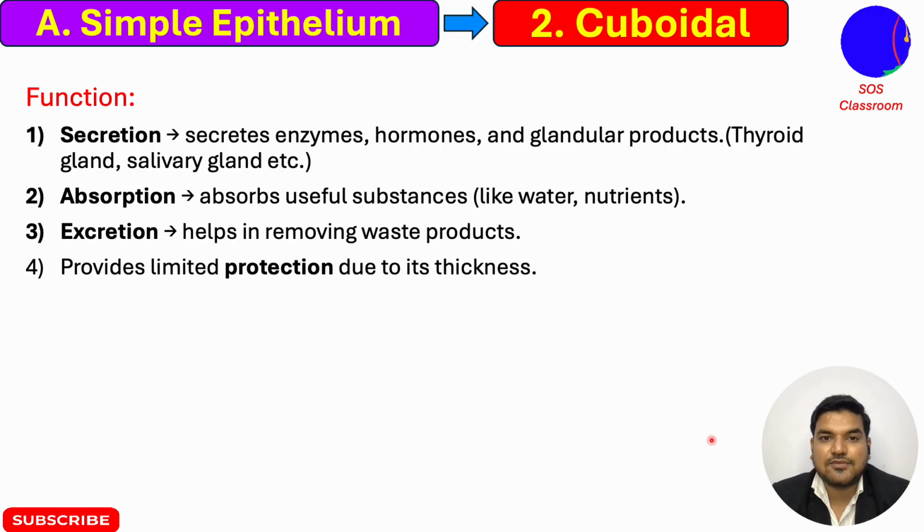So what is the function of cuboidal epithelium tissue? Cuboidal epithelium tissue is helpful for the secretion of different types of enzymes, hormones and granular products. For example, the thyroid glands and salivary glands. It also helps in absorption of substances like water and nutrients, and in excretion, removing waste products, and provides limited protection due to its thickness.